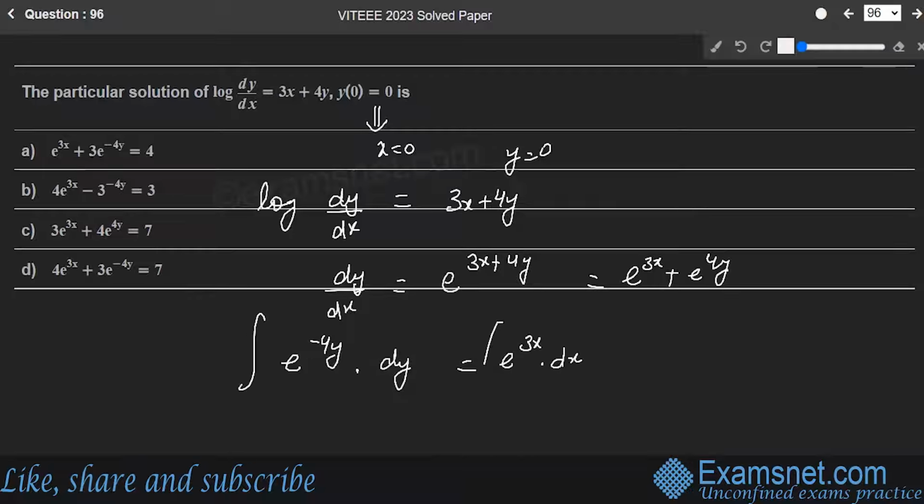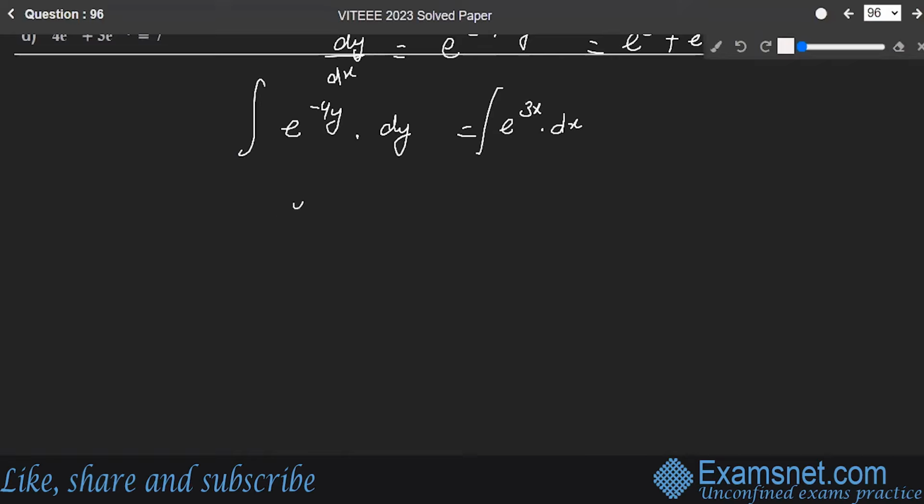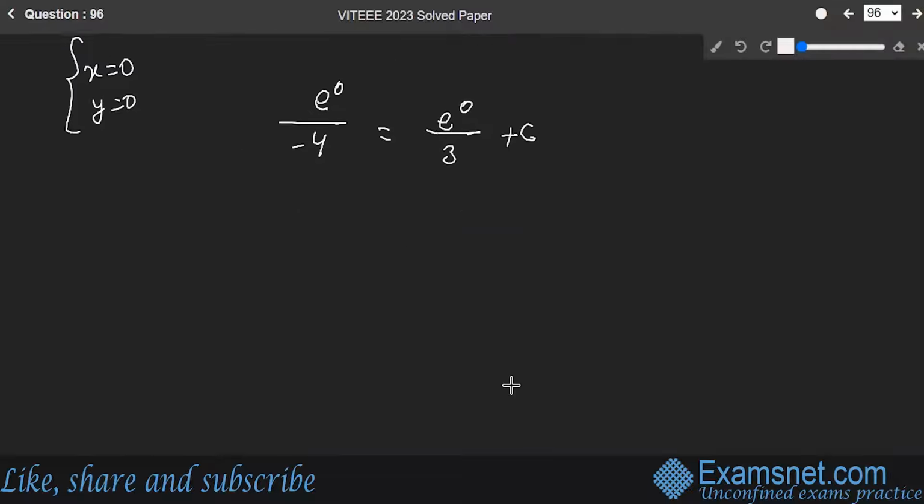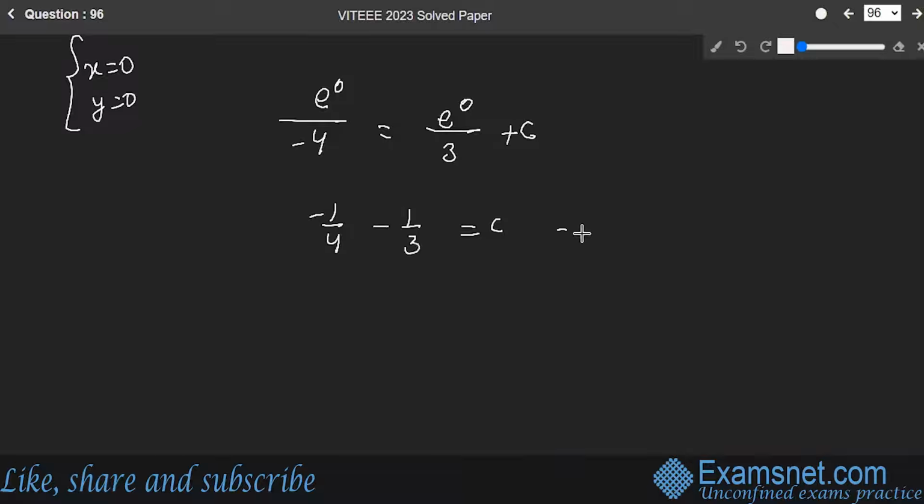Let's integrate on both the sides. So you will have e raised to power minus 4y upon minus 4 is equal to e raised to power 3x upon 3 plus c. So if I put x is equal to 0, you know y is also 0 at that point. So you have e raised to power 0 upon minus 4 is equal to e raised to power 0 upon 3 plus c. Or this is given by minus 1 by 4 minus 1 by 3 is equal to c. This gives me c's value as minus 7 by 12.